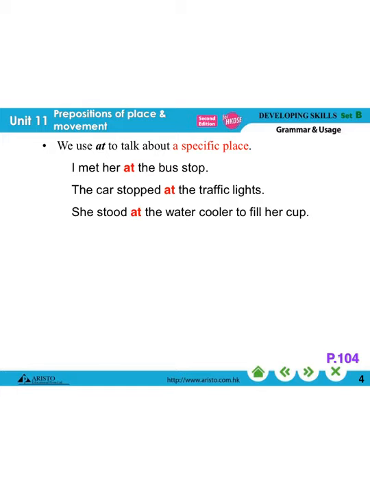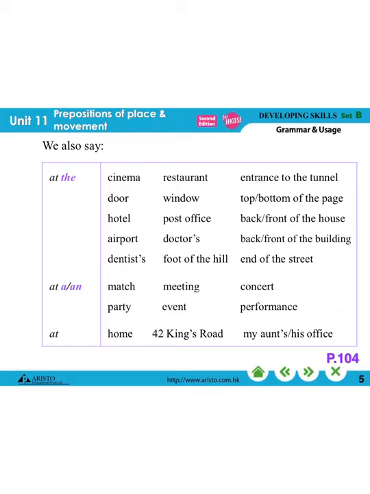Okay, so after talking about in, let's talk about at. So we use at to talk about a specific place. For example, that specific place, at the bus stop, at the traffic lights. She stood at the water cooler to fill her cup. Okay, at a specific place, that place. Okay, specifically.